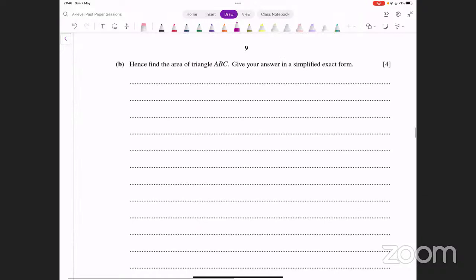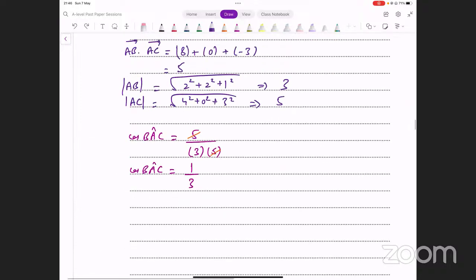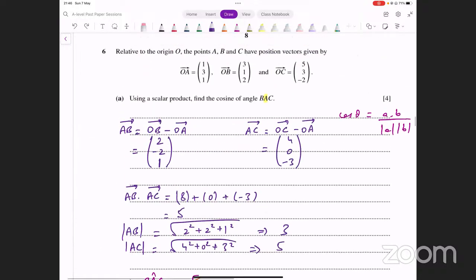Part B of this, it says, hence find the area of the triangle ABC. Give your answer in a simplified exact form. Okay, अब इसने specify किया simplified exact form, तो simplify करके आपने answer देना है. Eventually, triangle ABC का area. Now, how do you figure that out?